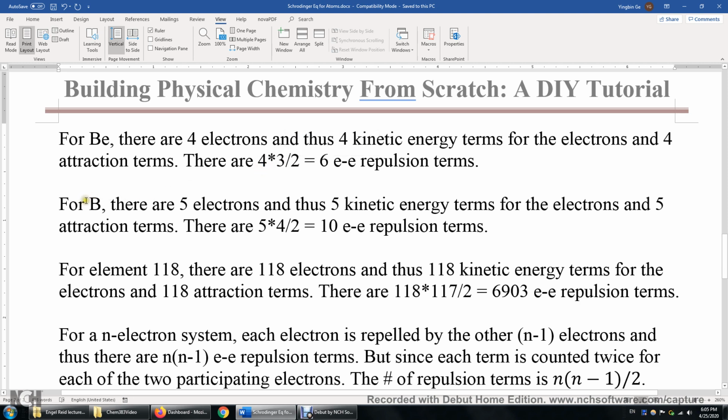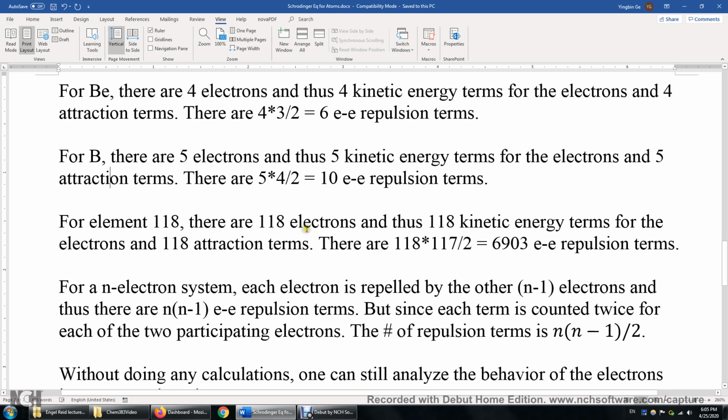Okay? And for boron, there are 5 electrons. Therefore, there are 5 kinetic energy terms and 5 attraction terms. There are a total of 5 times 4 divided by 2, 10 electron repulsion terms. For element 118, there are 118 electrons. Therefore, 118 kinetic energy terms, 1 for each electron, and 118 attraction terms, 1 for each electron. There are 118 times 117 divided by 2. That's more than 6,000 electron repulsion terms.